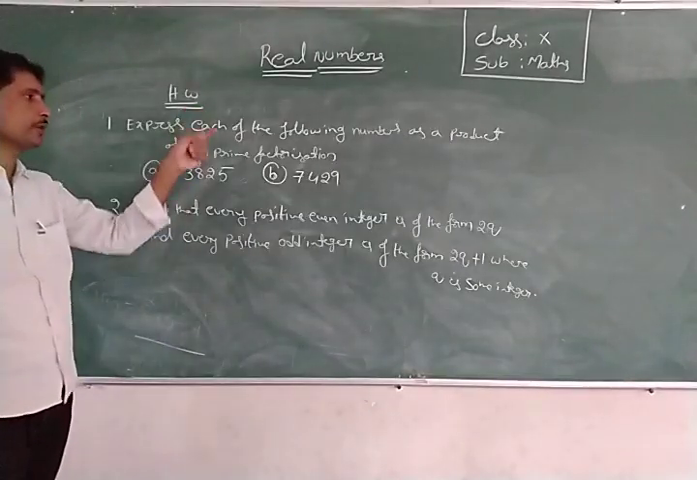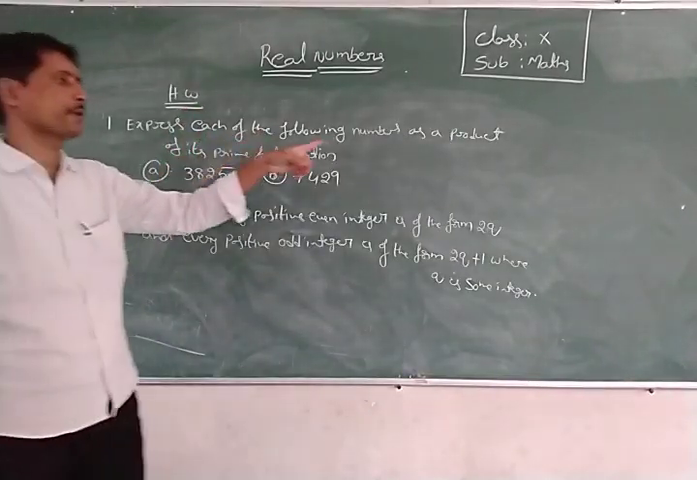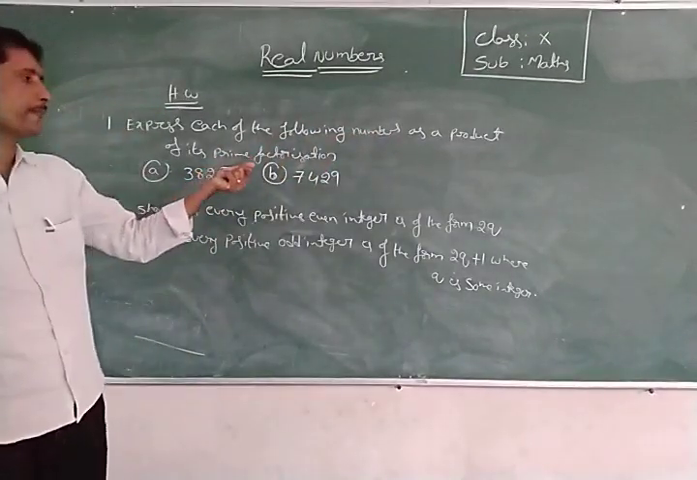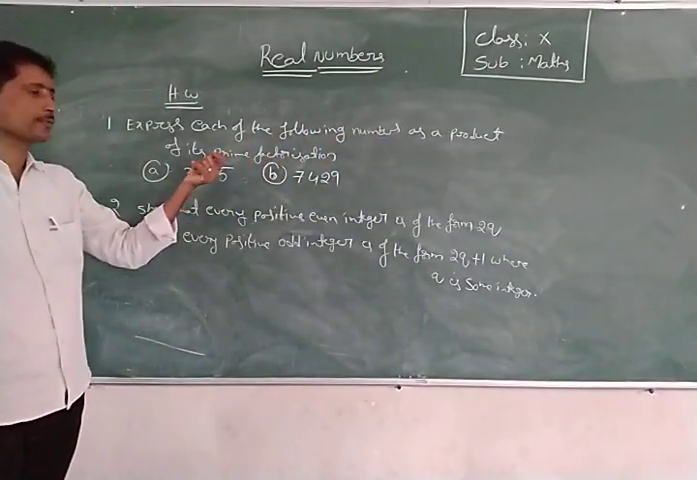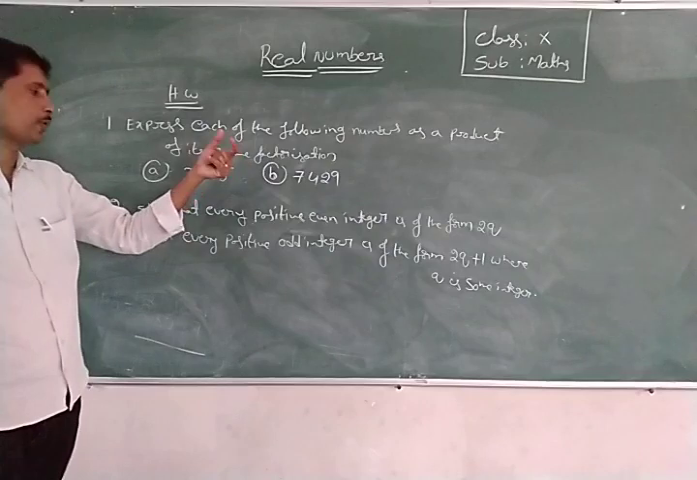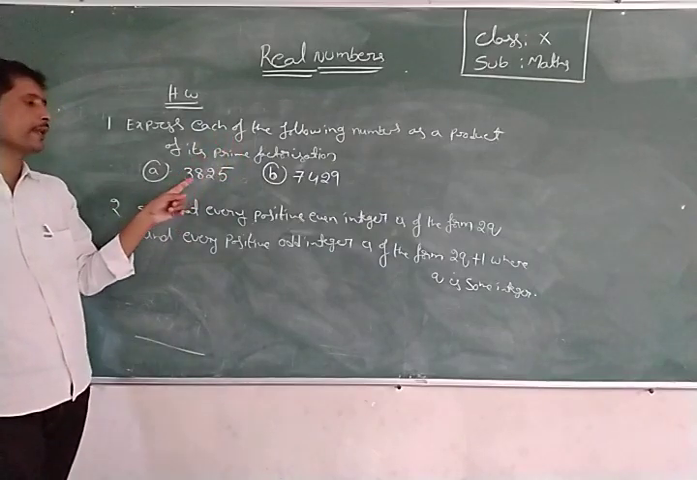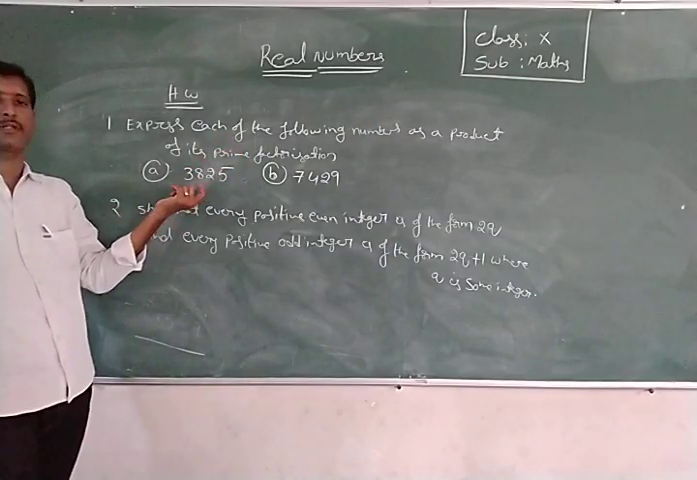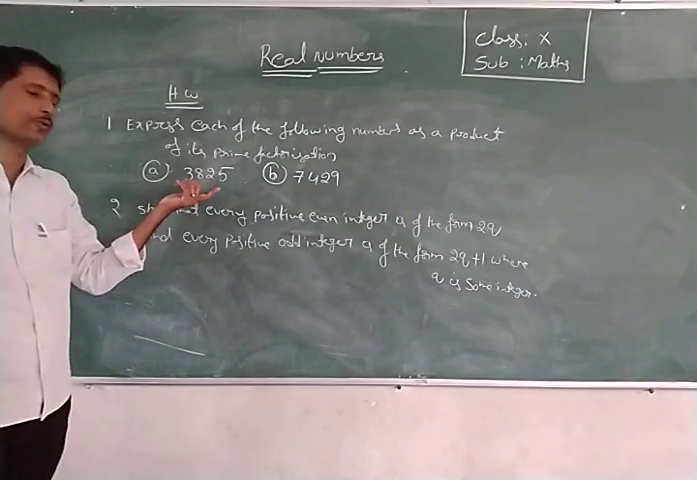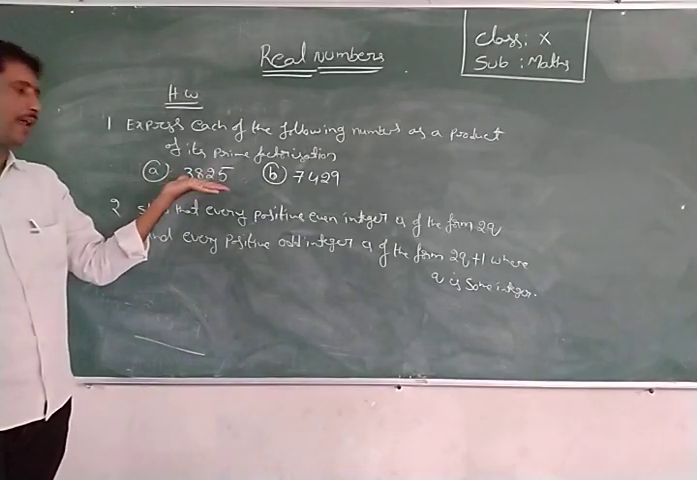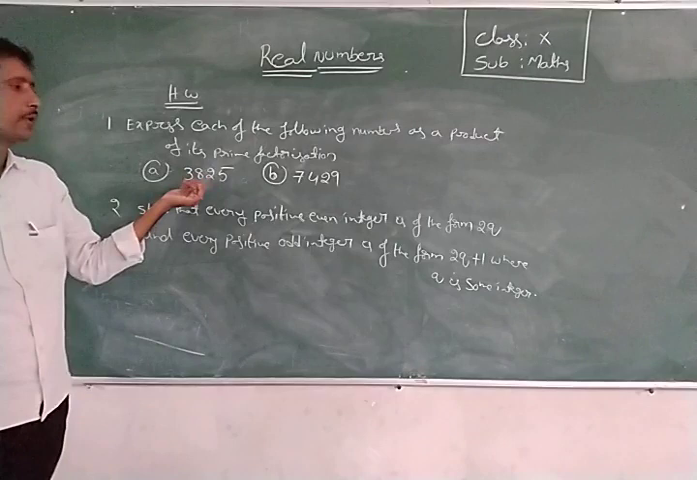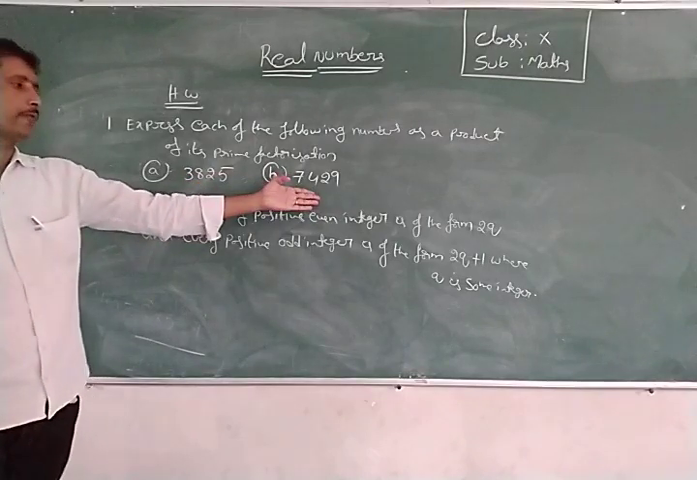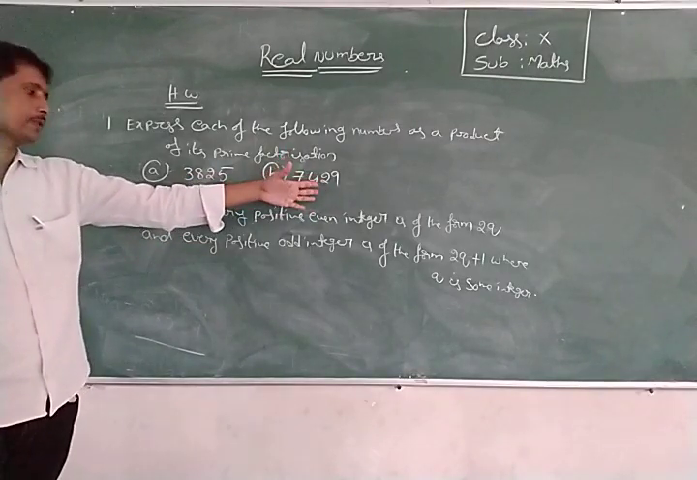Today's homework questions: express each of the following numbers as a product of its prime factors, or sometimes it asks for exponential form. Both are the same. The numbers are 3825 and 7429. Write the prime factors, and see which of the numbers 2, 3, 5, 7, 11, 13 divide them.